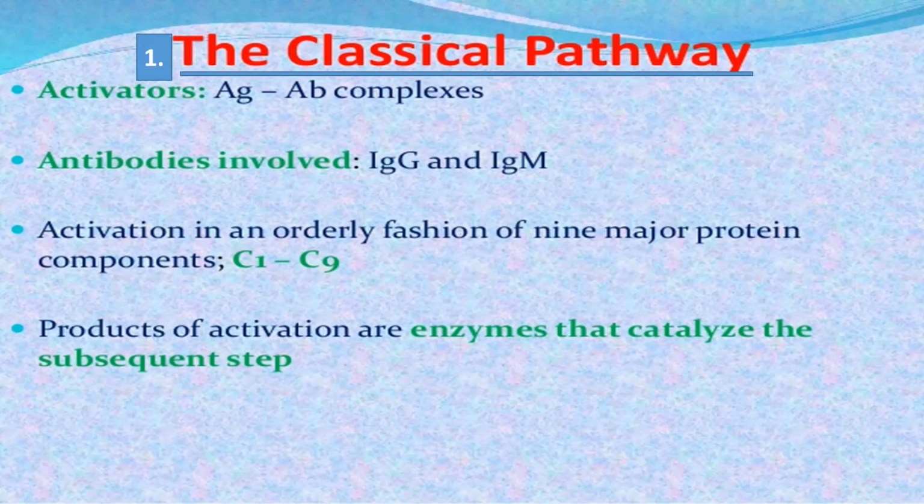The activation occurs in an orderly fashion involving nine major protein components. The major proteins, which are produced by the liver, are denoted as C and are further divided into C1, C2, C3, C4, C5 up to C9. The product of activation is an enzyme that catalyzes the subsequent steps.